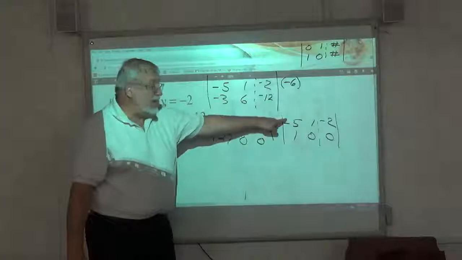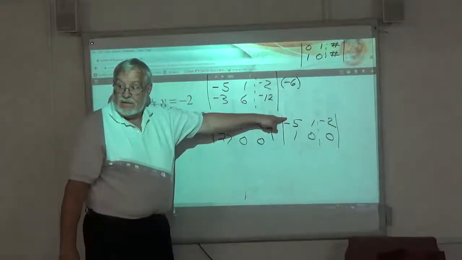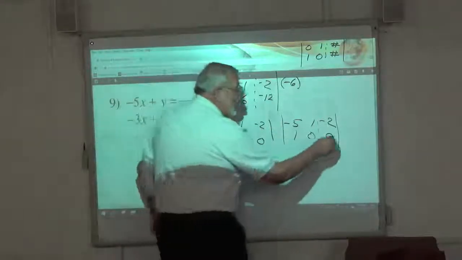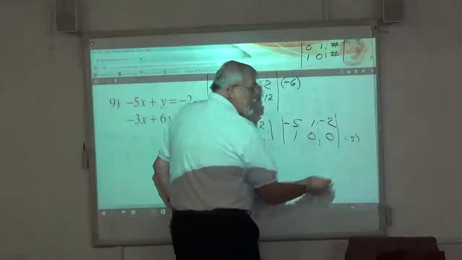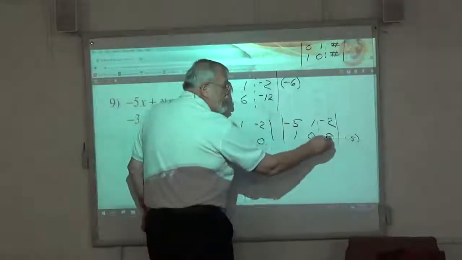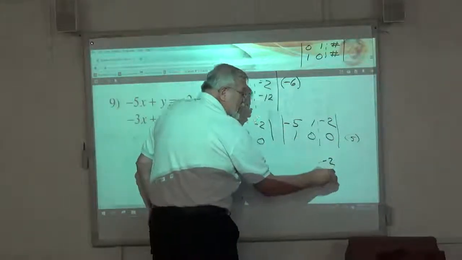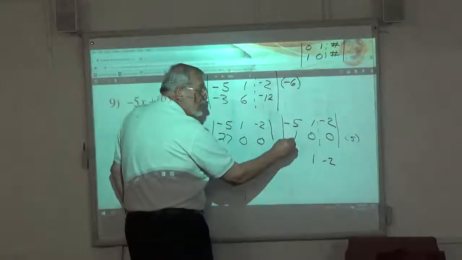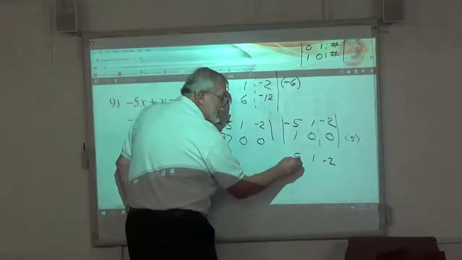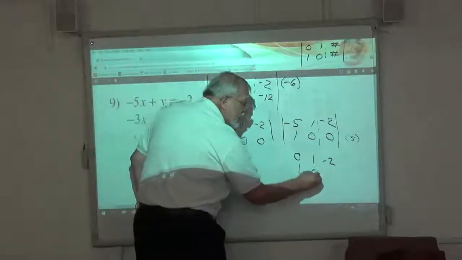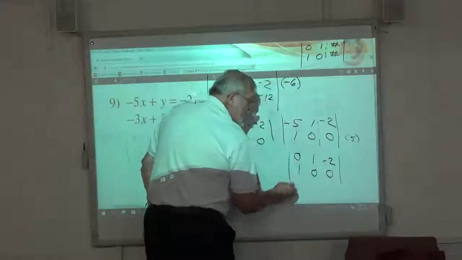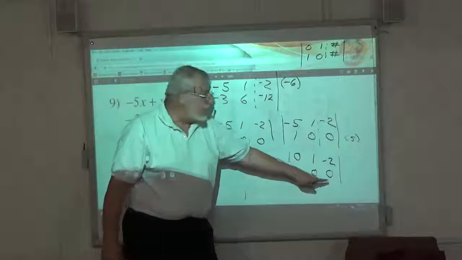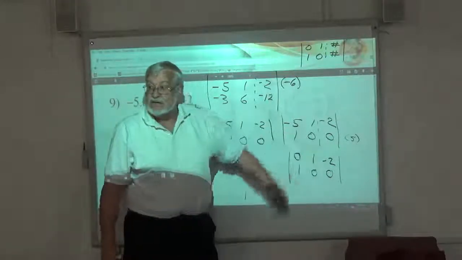Now, how do I get a 0 here? Divide everything by 5? Or no, multiply this row by 5. Right. Multiply this row by 5, and I like to add it so that I see what I'm multiplying. So 5 times 0 plus that is negative 2. 5 times 0 plus that is 1. 5 times 1 plus negative 5 is 0. And then my last row was this. So now what does this say? It says x equals 0 and y equals negative 2.